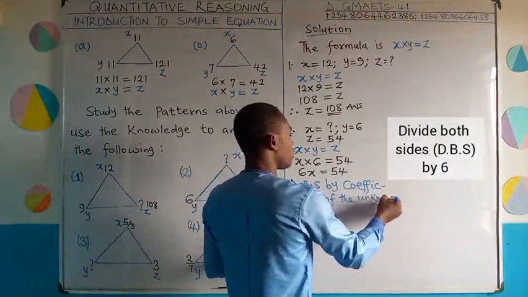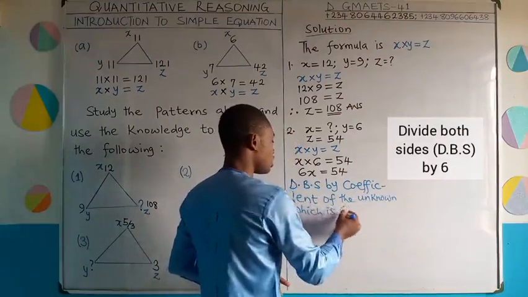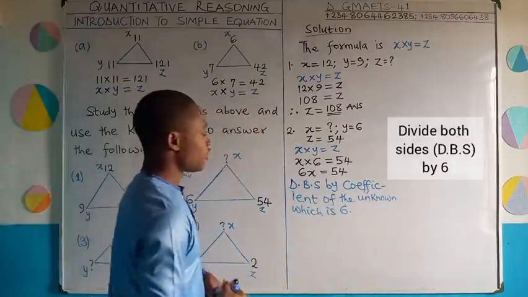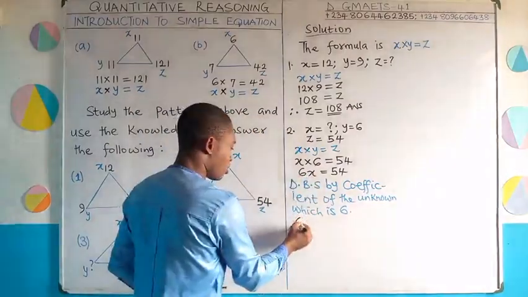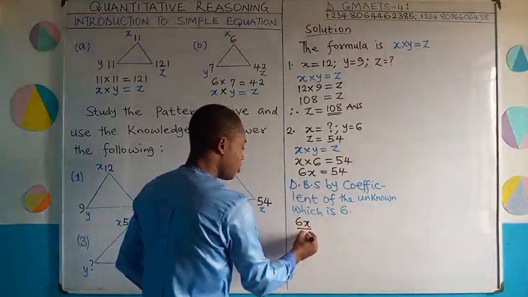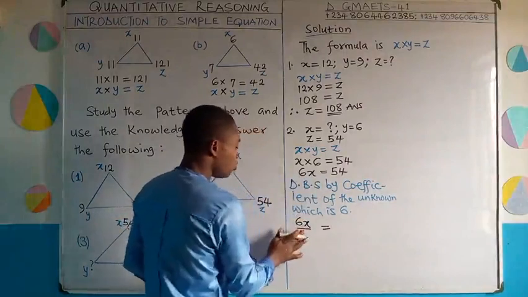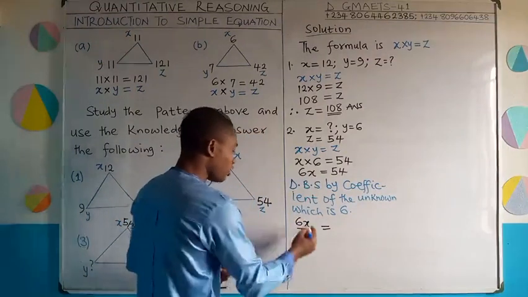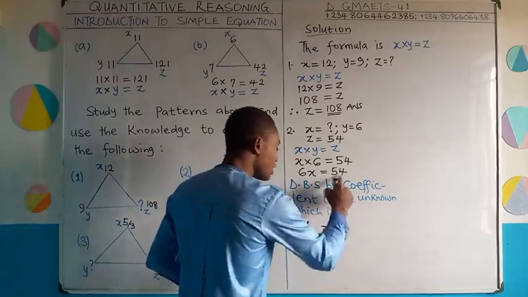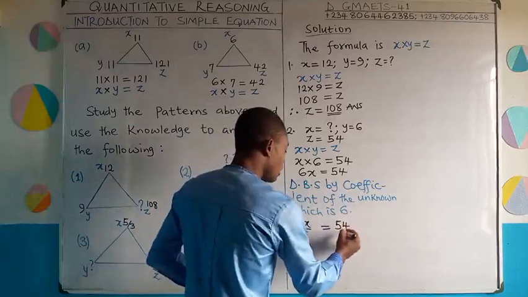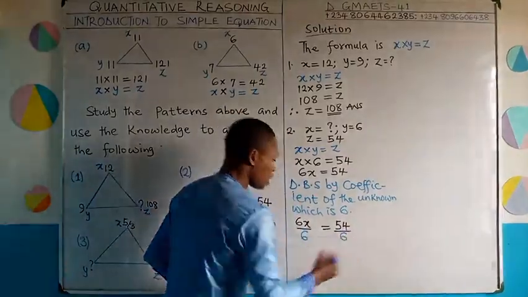And what is the coefficient of the unknown here? Which in this case is 6. The coefficient of the unknown is 6. So I'll come to the left hand side, 6x. I'll write it down and then divide it by 6. And that will be equal to, in fact, let me use blue marker to write that coefficient of the unknown for you to see clearly. And then I would have on the right hand side 54. I would divide this 54 by that same coefficient of the unknown, which is 6.